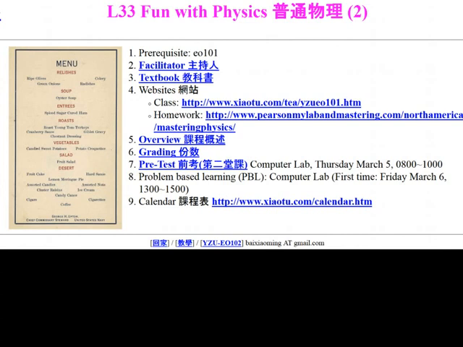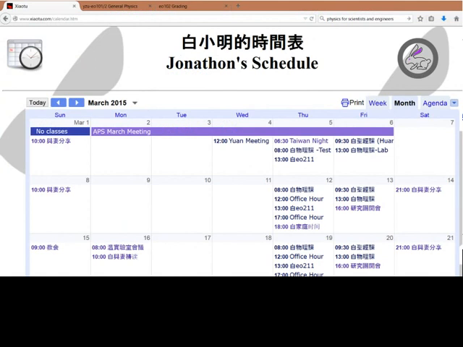Now, the final thing I want to discuss is the calendar. You can find my calendar at xiao2.com, calendar.htm. You can go to my calendar and basically see what I'm doing. As you can see here in my calendar, I'm currently at the APS meeting in March. You can see when I have time and when my office hours are. For example, on March 12th, I will have an office hour from 12 to 1 o'clock, and another office hour from 5 to 6 o'clock.